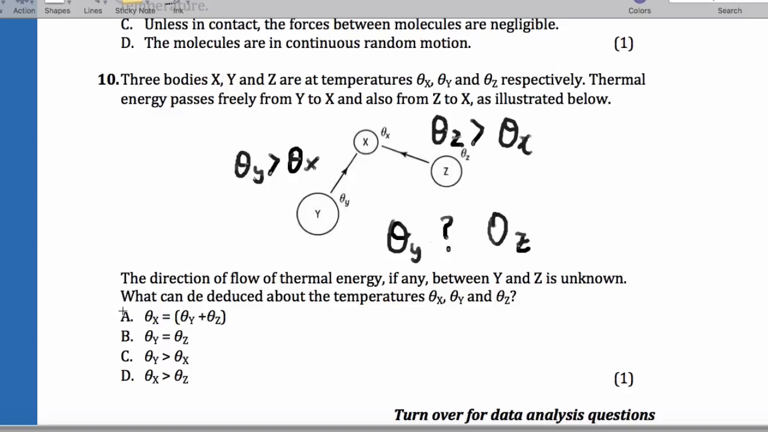So that rules out choice A and choice B. Now for choice C and D, let's see. Theta y bigger than theta x? Let's see. Well, heat flows from y to x, so yes, that's true. What about D, just to eliminate it? Theta x bigger than theta z? No, it can't be because it's the one receiving the heat.